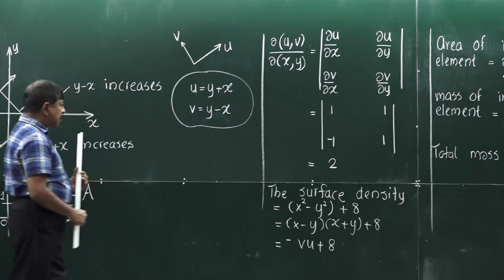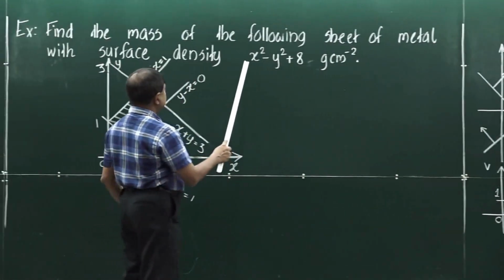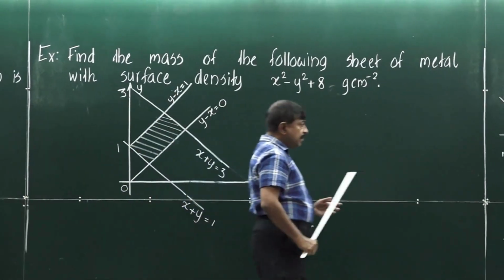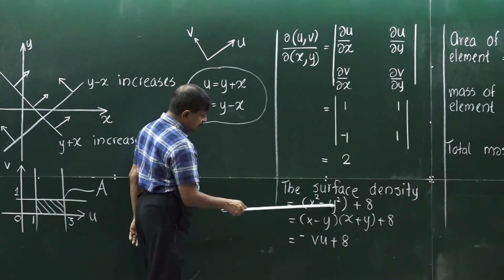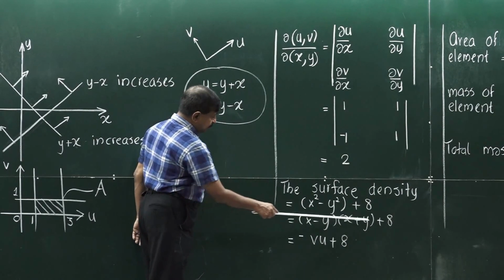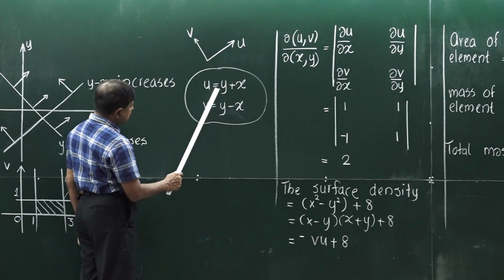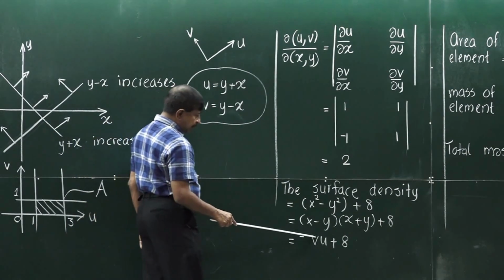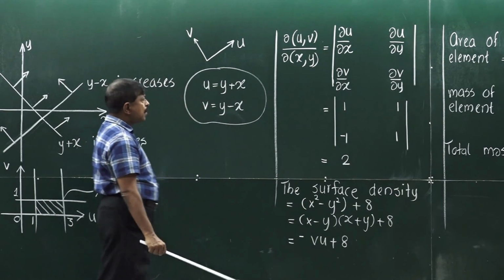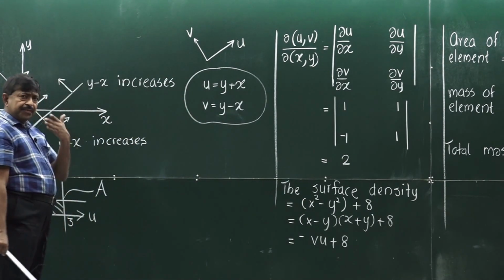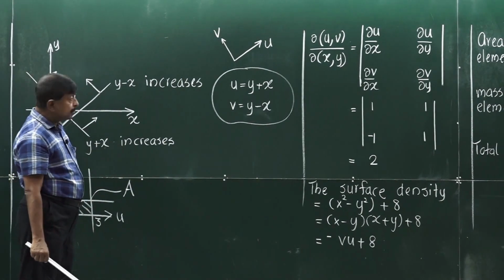And at the same time, you can do the coordinate transformation for this surface density. Surface density is this one. So, you can factor this x minus y times x plus y. You can see that x minus y is minus v, this is u. So, it is minus v times u plus this 8. After that, we can straight away do this in the new coordinate system.